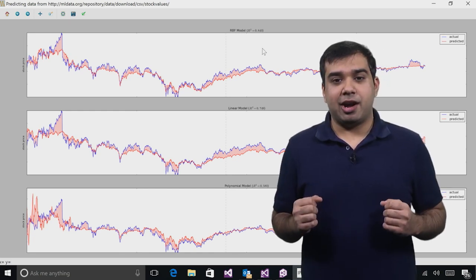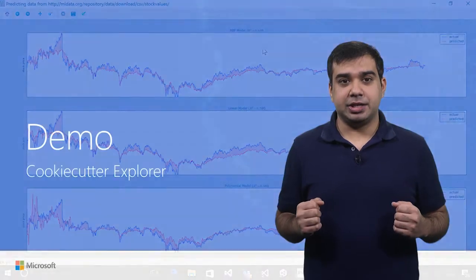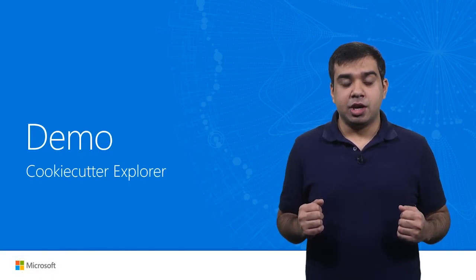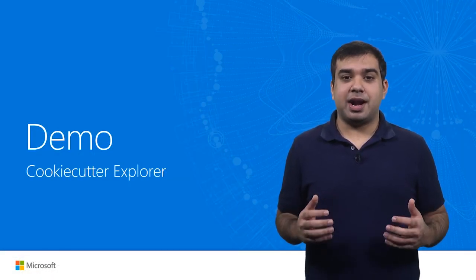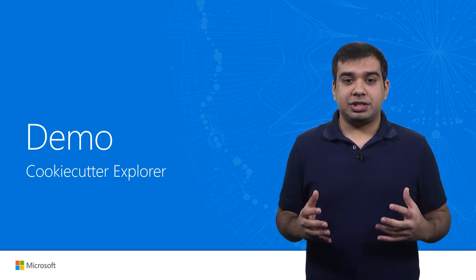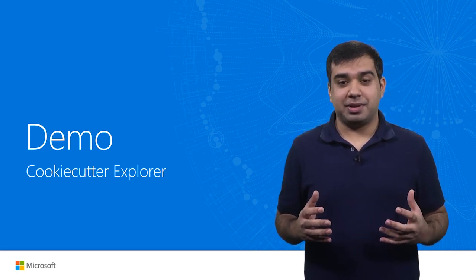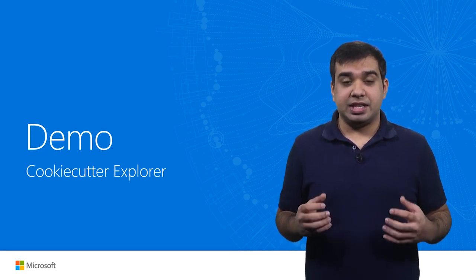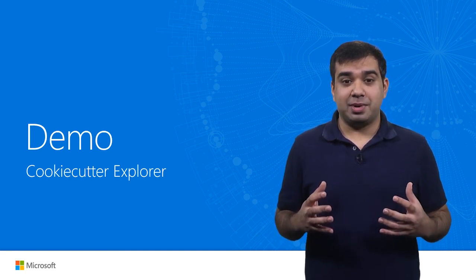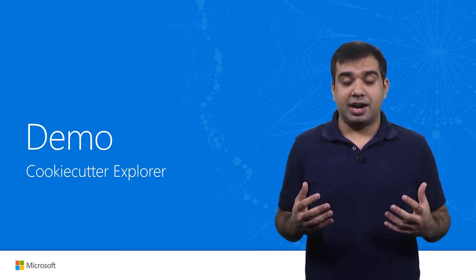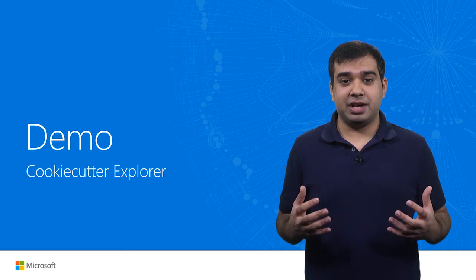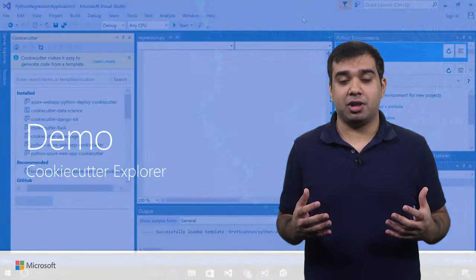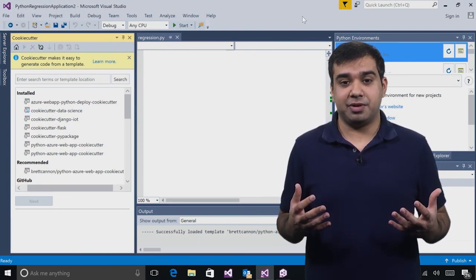Now let's take a look at how you can develop apps faster using the Cookie Cutter Explorer. Cookie Cutter is an open source command line utility, which allows developers to create projects from templates provided by experts. In this edition of Visual Studio, we have built an Explorer experience around Cookie Cutter so it's easier for developers to search for templates, install them, and then use them to generate different projects.